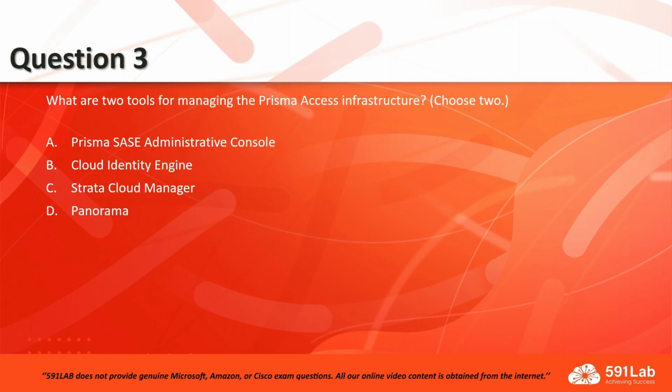Let's discuss question number 3. The question is as follows. What are 2 tools for managing the Prisma Access infrastructure? Choose 2. The options are A, Prisma SASE Administrative Console, or B, Cloud Identity Engine, or C, Strata Cloud Manager, or D, Panorama. Let's check the capability of Palo Alto Prisma Access to manage the Prisma Access infrastructure on the next slide.